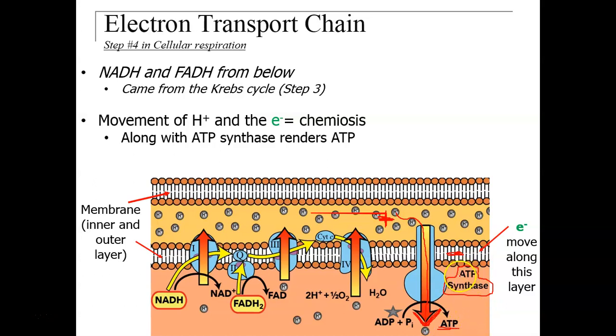So the enzyme ATP synthase, along with this charge, the charge difference. The fact that this layer here is negative, this here is positive, that attracts the hydrogen intracellularly, and then in conjunction with the ATP synthase, that's what renders the ATP molecule.